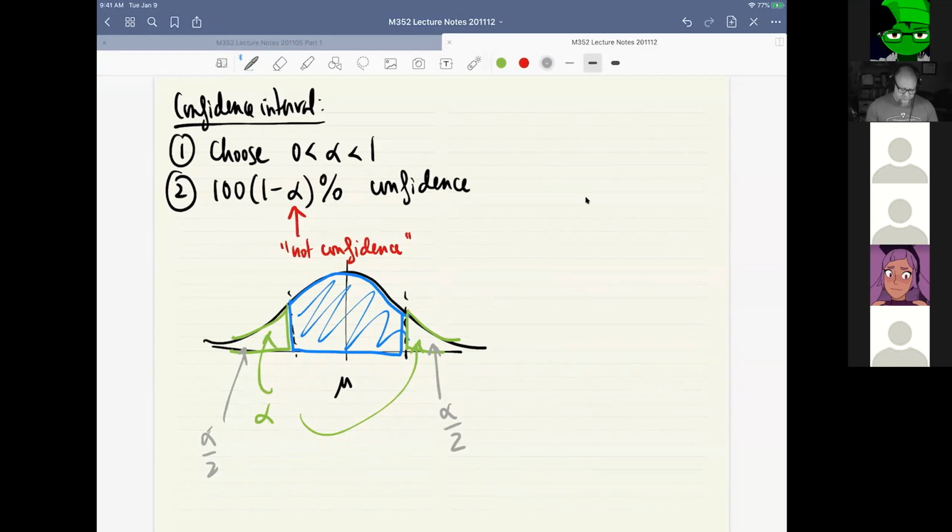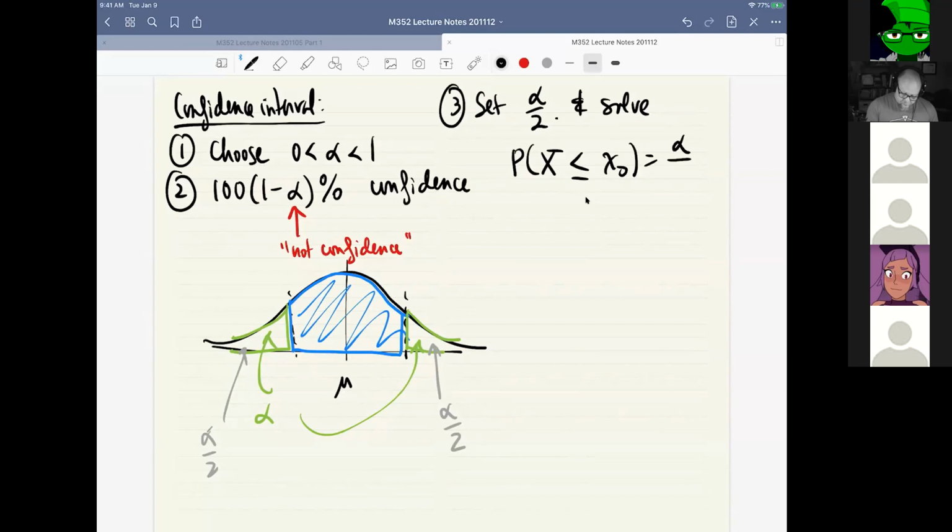So you choose alpha, you get this confidence, and then, going back to black here, you focus your attention on alpha over 2, and then you want to solve for the place where the probability of x being less than that place equals alpha over 2. That is to say, you're looking for this number, x naught. That's the next thing you do.